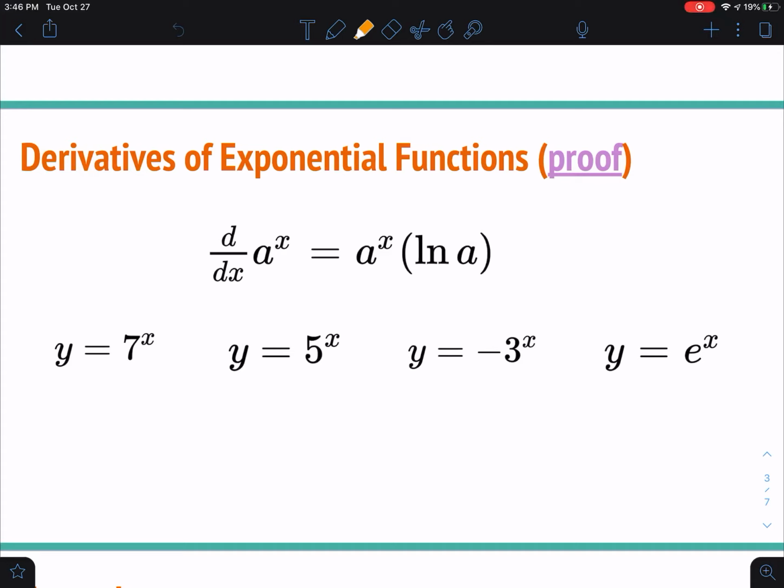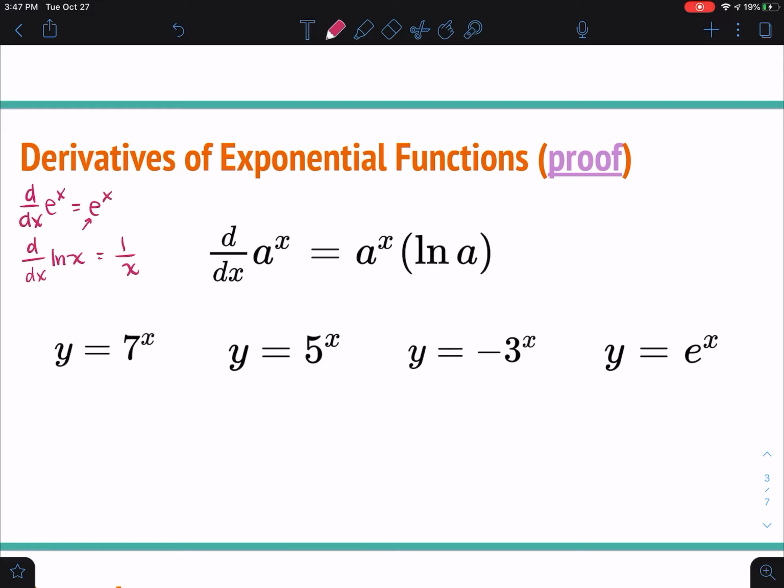Okay, so we've already learned that the derivative of e to the x is going to be e to the x. And we also know that the derivative of ln of x is going to be 1 over x. So those are two things that are known already. Now we're going to say, all right, well, what if my base isn't e? What if I have a different number there?